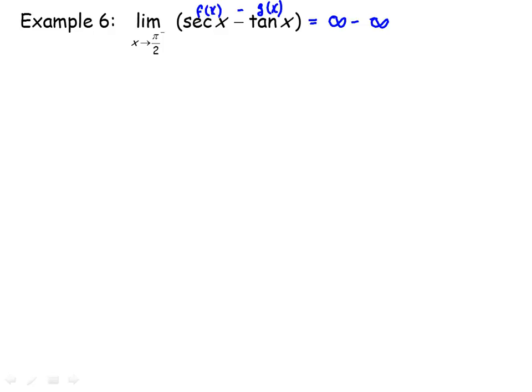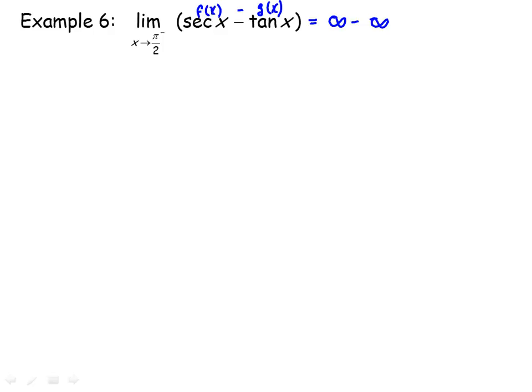So when this happens, you want to try to make your difference into either a quotient or a product. We're going to play around with some trig and try to get this into either a quotient or a product, because if it's a quotient or a product, we know what to do. Right now, we don't know what to do with infinity minus infinity. So let's do some trig.